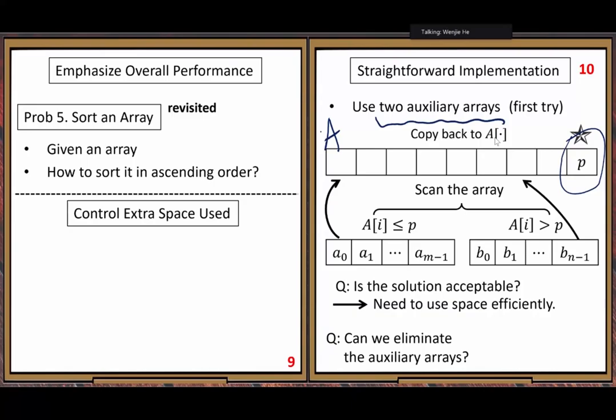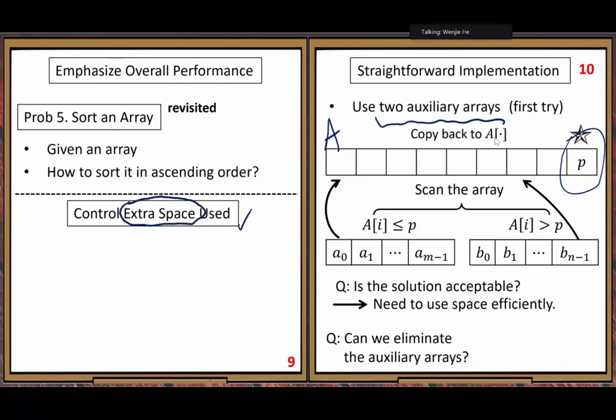In our second round, we want to consider a concept related to this topic: controlling the extra space used. Let me explain this concept. First, what is the extra space?